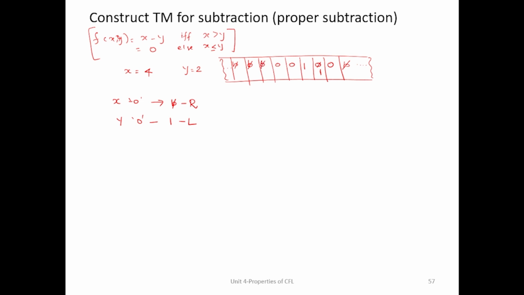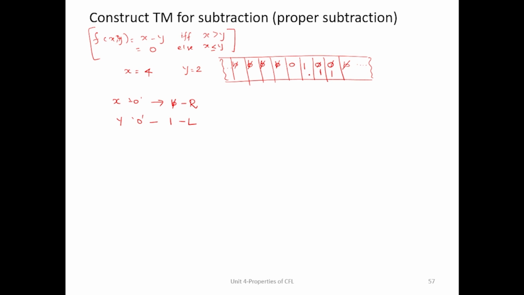The second 0 is replaced with a blank space. Go to the right side. The second y 0 is replaced with 1. Again, come to the left direction. Change the third 0 to a blank space. Then go to search for the third 0 at y. But there is no third 0, so just stop. What is the answer? It contains only one 0. But if you subtract 4 minus 2, the answer should be 2. That means the tape should contain 2 zeros.